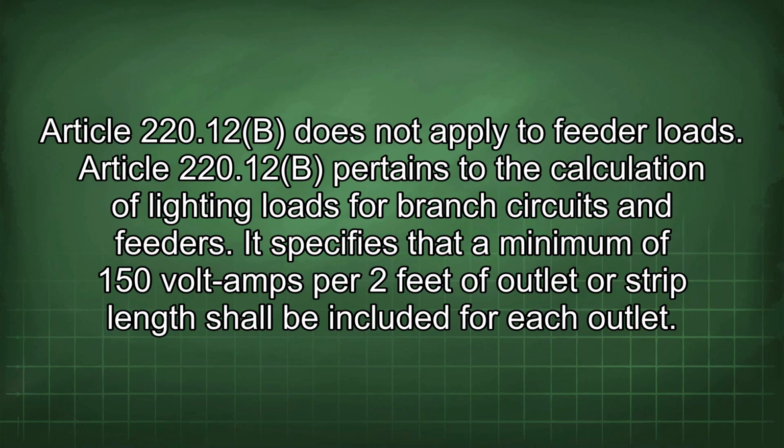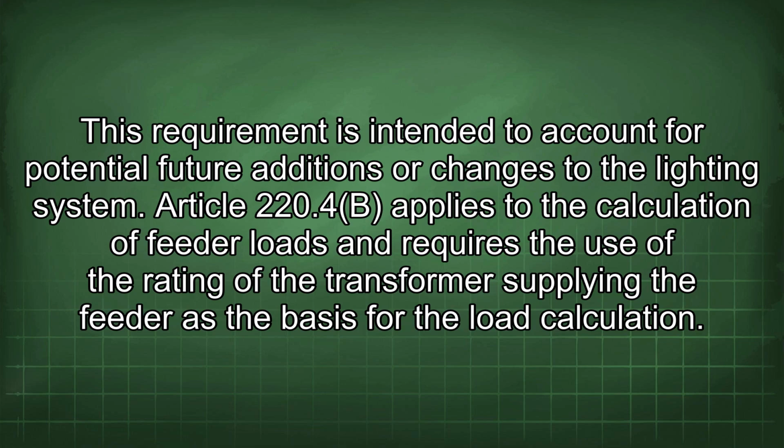Article 220.12b does not apply to feeder loads. Article 220.12b pertains to the calculation of lighting loads for branch circuits and feeders. It specifies that a minimum of 150 volt amps per 2 feet of outlet or strip length shall be included for each outlet. This requirement is intended to account for potential future additions or changes to the lighting system.